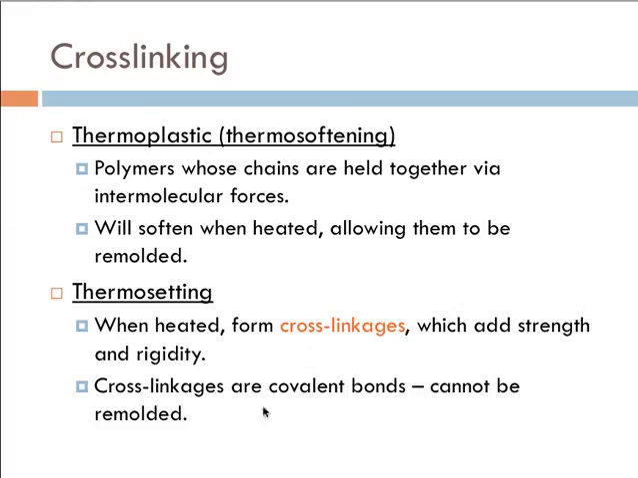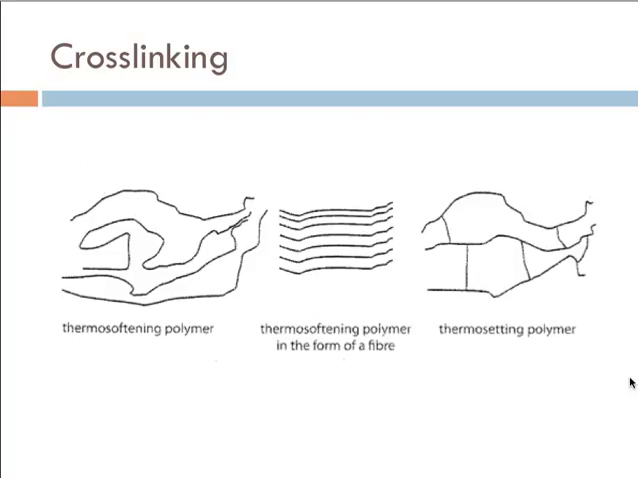These cross-linkages are covalent bonds. So once those are formed, they're not going to be able to be remolded, right? So this thermoplastic material can be remolded, whereas the thermosetting, it's pretty much a permanent change to the polymer. So here's the thermosoftening polymer, and that's it in the form of a fiber. Here it's attempting to show what those cross-linkages, those covalent bonds, look like in a thermoset polymer.